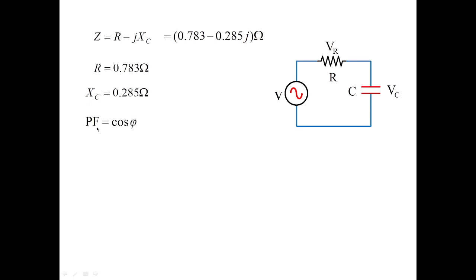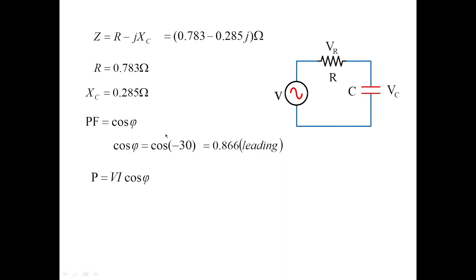Then power factor, I told you whether it is RL or RC, it is cos phi. Substitute the value of cos phi, that is cos of minus 30, which is equal to 0.866. So it's an RC circuit. So current leads the voltage. That's why it is mentioned here as leading.